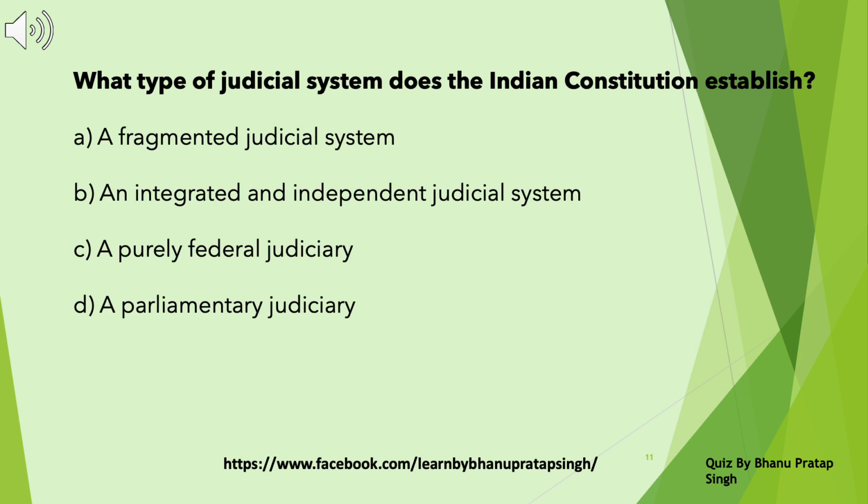What type of judicial system does the Indian Constitution establish? A. A fragmented judicial system. B. An integrated and independent judicial system. C. A purely federal judiciary. D. A parliamentary judiciary. Choose the correct answer. Answer B. An integrated and independent judicial system.